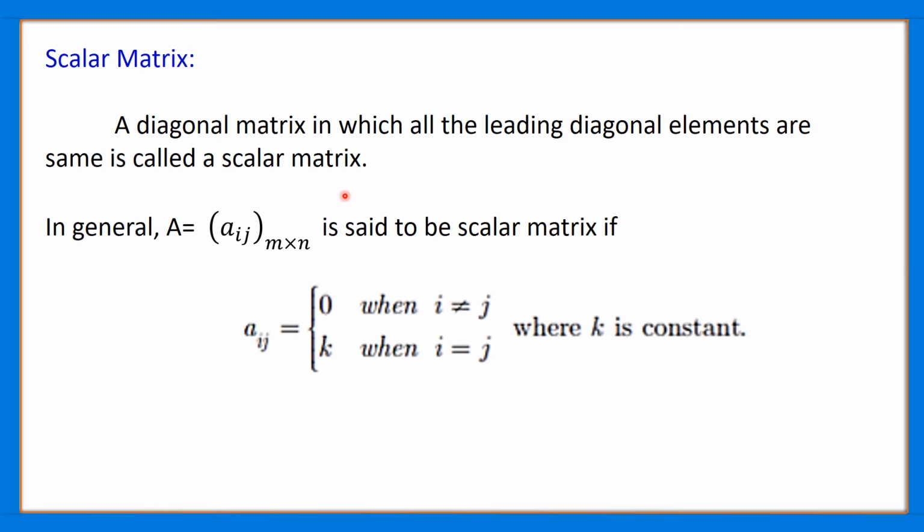We have just seen that for a diagonal matrix, Aij is equal to 0 for i not equal to j. Similarly, for a scalar matrix, Aij is equal to 0 when i is not equal to j, and it is k when i is equal to j. K is a constant and it may take the value 1, 2, 3, 4, 5, minus 1, minus 2, minus 1.5, anything, but all the elements in the diagonal should be the same.